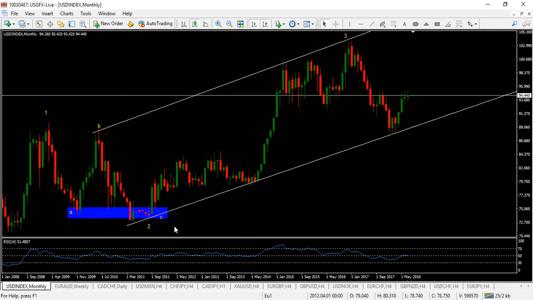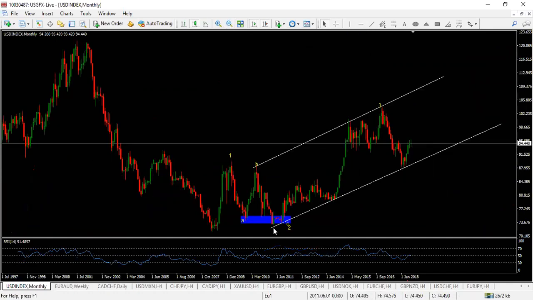So now what you have to understand again, in this wave 3, remember, for you to have this wave 3, it has to be the longest, and also wave 3 is an impulse leg.